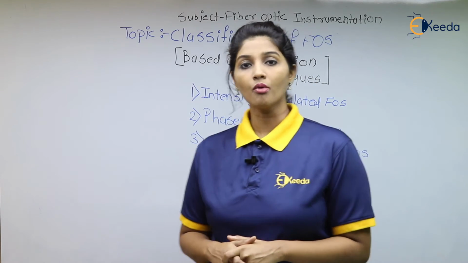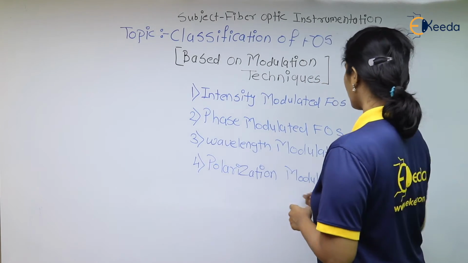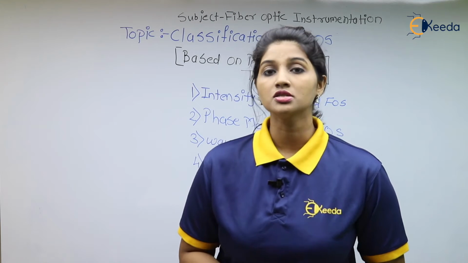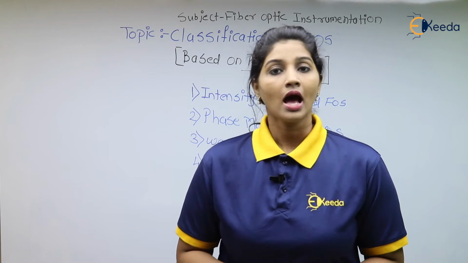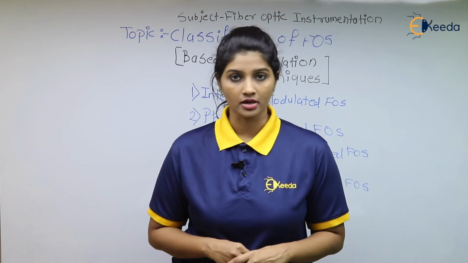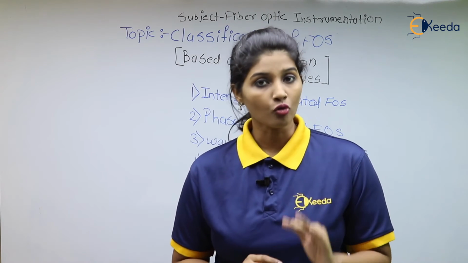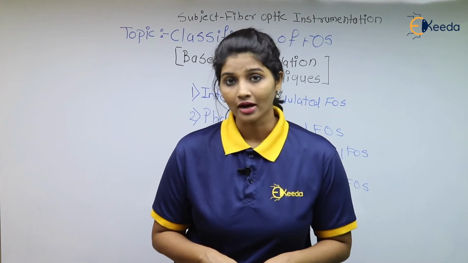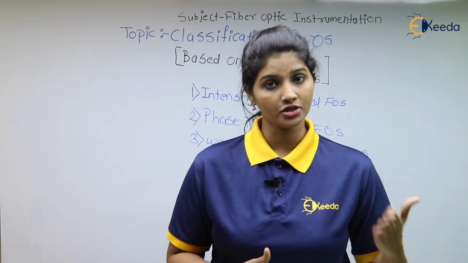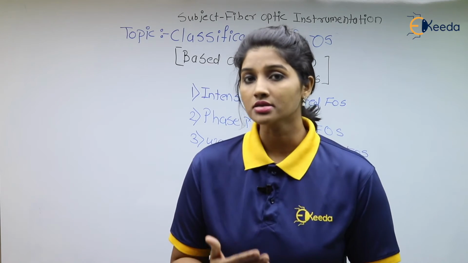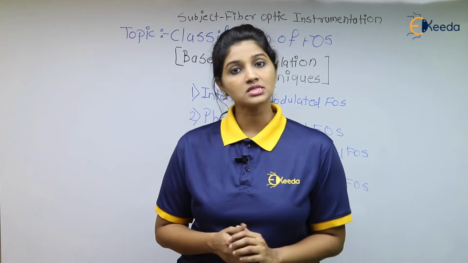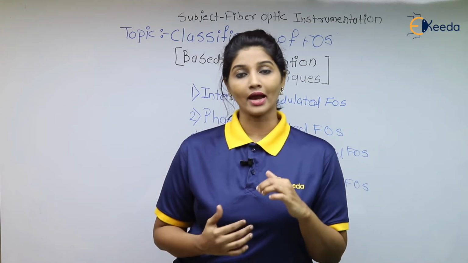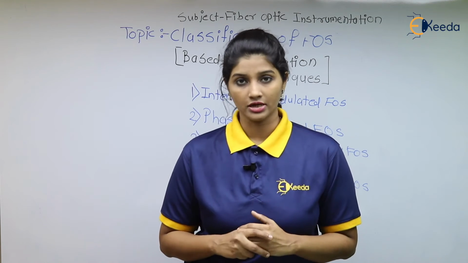Now let's talk more about a polarization modulated fiber optic sensor. We know that the fiber optic cable is made up of glass or plastic, and they have a refractive index. The refractive index of core and cladding are different. We also know that when the light signal travels from one medium to another, the refractive index changes. Even inside the fiber optic cable, when the light signal travels from core to cladding and from cladding to core, the refractive index changes.